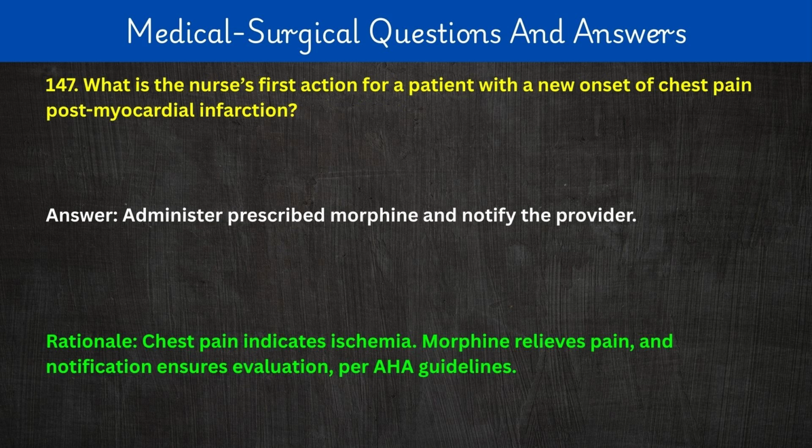147. What is the nurse's first action for a patient with a new onset of chest pain post-myocardial infarction? Answer: administer prescribed morphine and notify the provider. Rationale: chest pain indicates ischemia. Morphine relieves pain and notification ensures evaluation per AHA guidelines.